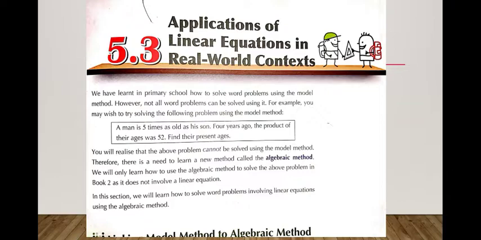A man is 5 times as old as his son. 4 years ago, the product of their ages was 52. Find their present ages. You will realize that the above problem cannot be solved using the model method. Therefore, there is a need to learn a new method called the algebraic method.